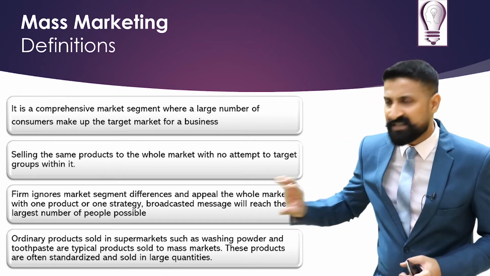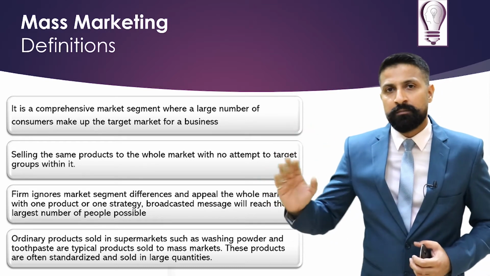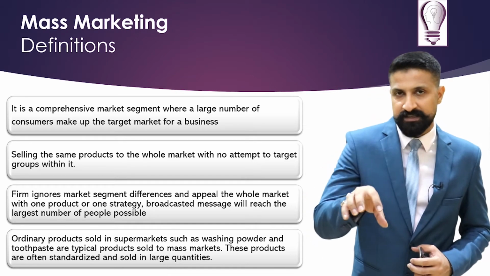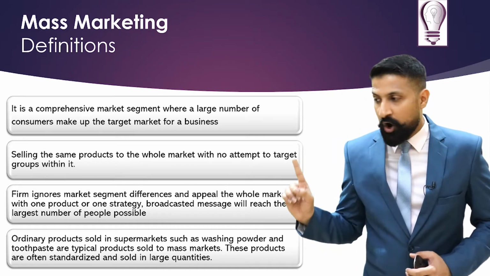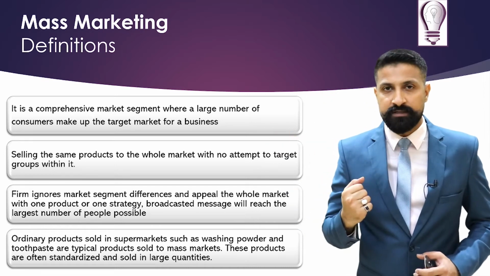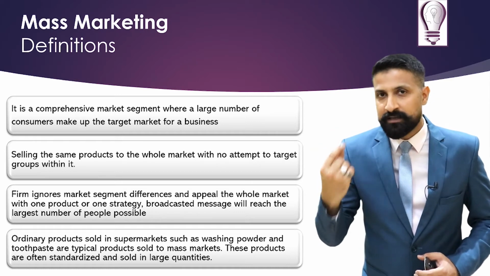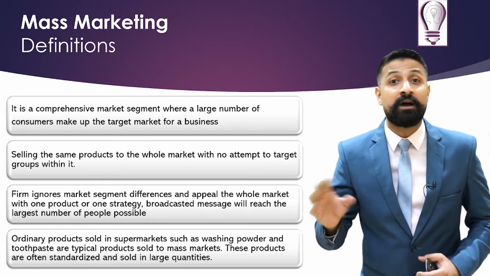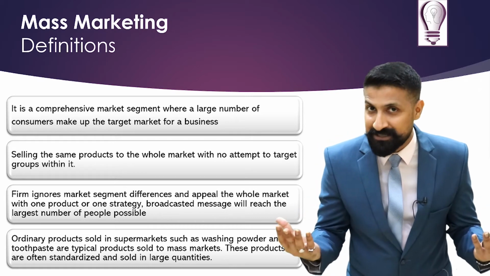So, basically, in mass marketing, firms do not modify their marketing strategy according to the needs, wants, and expectations of a specific segment of the market. They offer a single product to the whole market, all the segments of the market, and one marketing strategy is adopted for that specific product. They do not modify their marketing strategy according to the needs of different segments of the market.